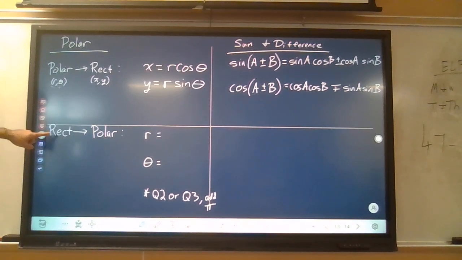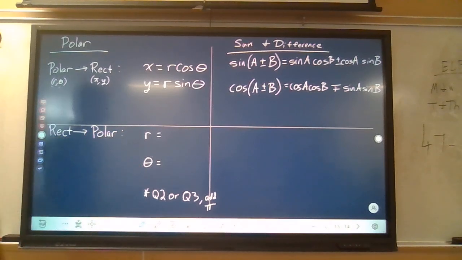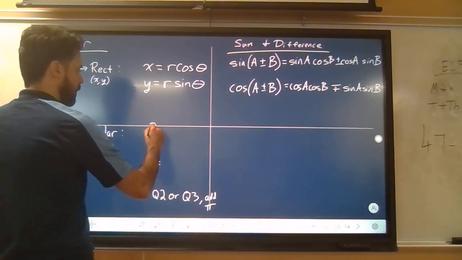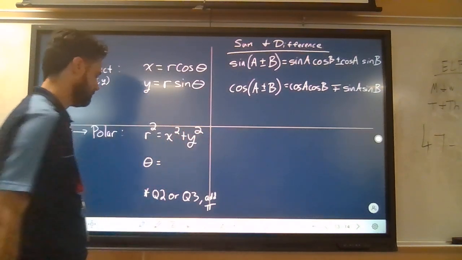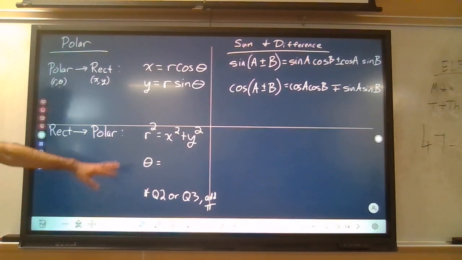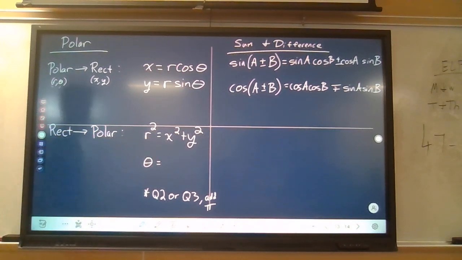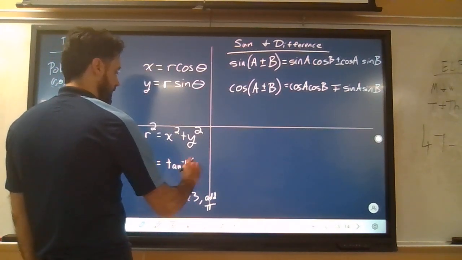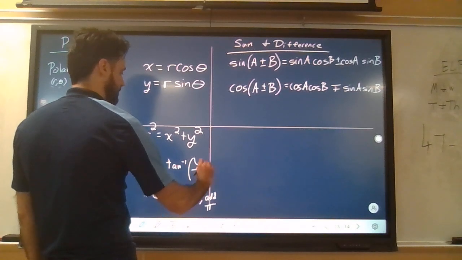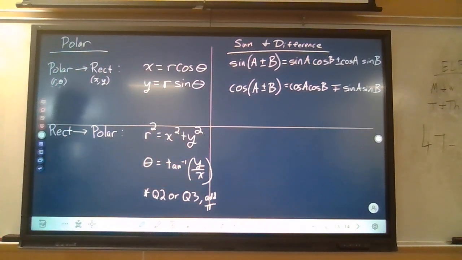Going the opposite direction, from rectangular into polar, we need to solve for r and theta. The way we solve for r is we use the Pythagorean theorem. So r squared is going to equal x squared plus y squared. Theta comes from the tangent function, so you could write tangent of theta equals y over x, but then we have to move it anyway and write it as inverse tangent, so I might as well start here. Inverse tangent of y over x. Or again, if the tangent was here and the y over x is there, that'd be fine as well.